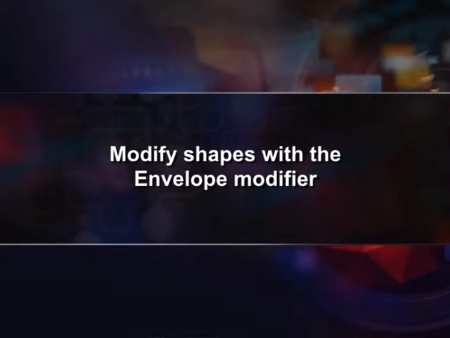Modify shapes with the envelope modifier. The envelope modifier lets you warp and distort objects. An envelope is a bounding box that contains one or more objects. Changes made to an envelope's shape affect the shape of the objects in the envelope. You edit the shape of an envelope by adjusting its points and tangent handles.